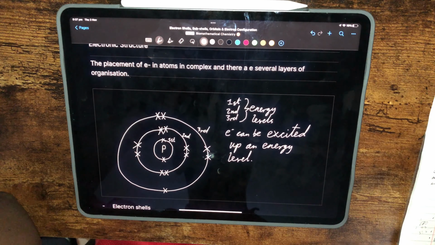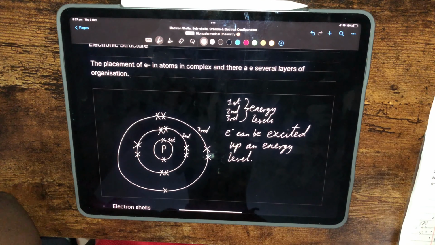So a shell with a given n will have n subshells. So for example, if it's n equals 3, the third shell will have 3 subshells, and I'll show them to you later.